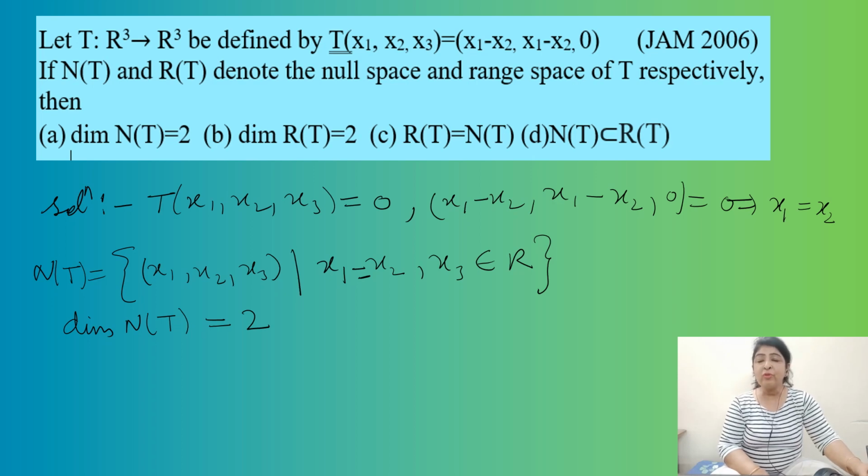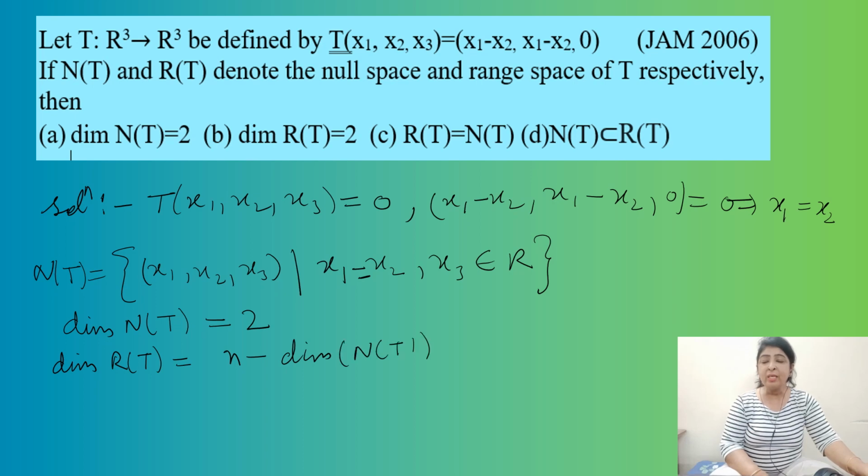Now we have to find the dimension of range of T. The dimension of range of T is given by n minus the dimension of null space of T. This is the rank nullity theorem. Clear? So n is 3 and the dimension of null space is 2, so 1. So the dimension of range is 1. So this option is correct.